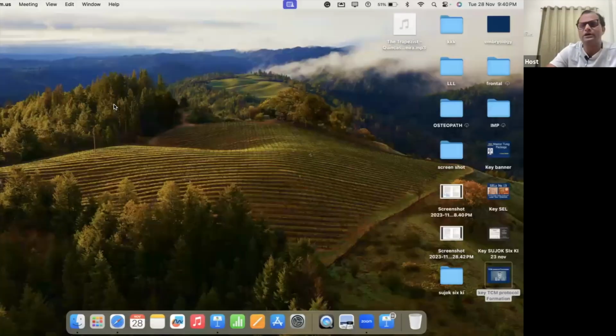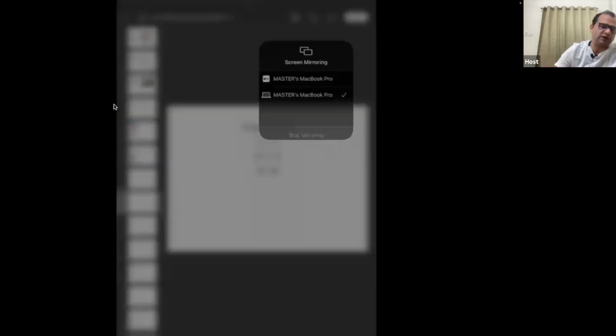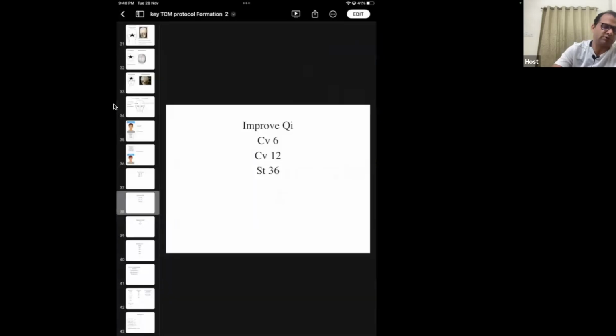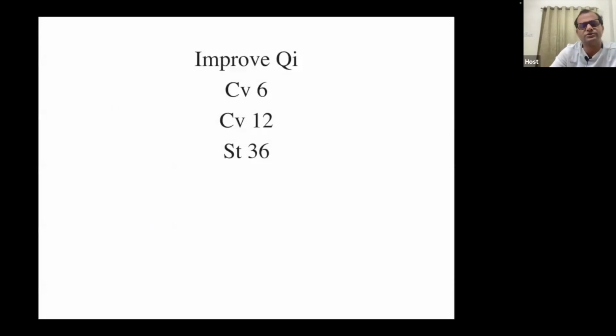Now whenever I say improve the chi, urja ko badhao, maybe in the heart, maybe in the spleen, maybe in the lungs, maybe in the kidney, anywhere if I tell you to improve the chi, always remember these 3 points: CV6, CV12, Stomach 36, and tonify all 3 points. तो जब भी हम ची की बात करें, तो आप हमेशा ये 3 पॉइंट को टोनिफाई करिएगा.